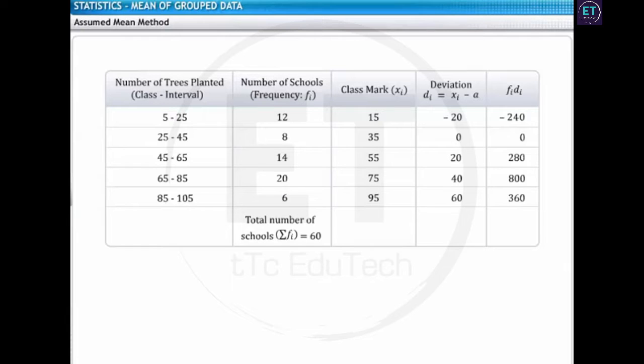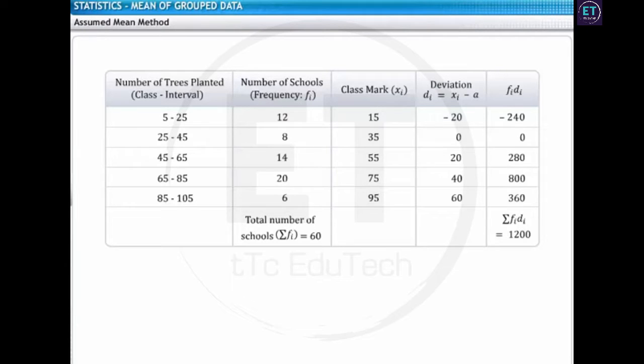Next, we'll find the sum of the products of the frequencies and the deviations from the assumed mean for all the class intervals. This sum is represented by the Greek symbol summation and read as summation. In this case, this sum represented by summation fi di is equal to 1200.